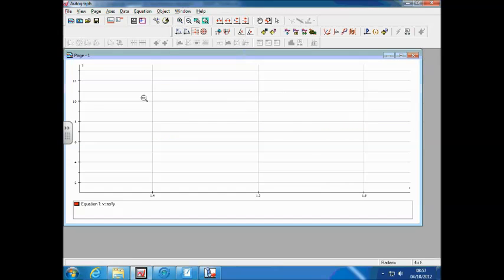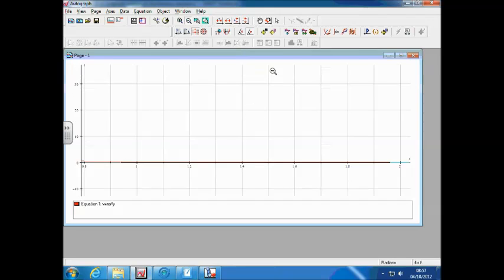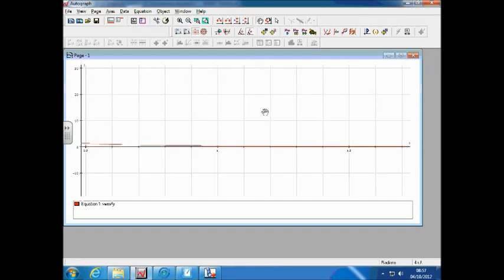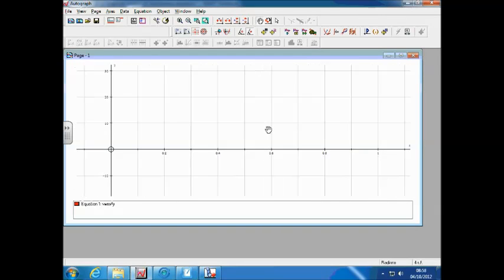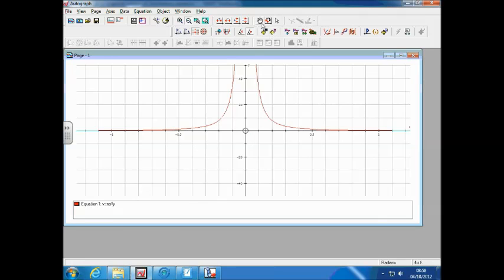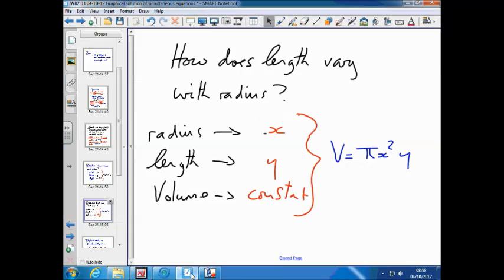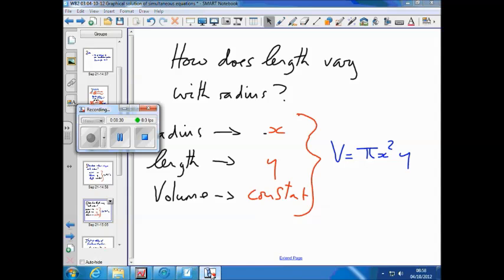So let's zoom out and see if we've got the function anywhere. Bring the axes into the middle for now. And here we go. Okay. Now let's zoom out on this function and have a look at it. And label it. Okay. Remember, if we look back at this, x is the radius, L is the length, and we're having a fixed volume.